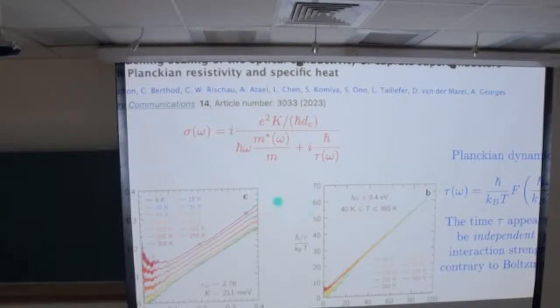And through a careful analysis of these experiments, in particular this paper, it was shown that this tau is precisely Planckian, at low frequencies about 1 over temperature, and it obeys the scaling form. It scales as a function only of omega over T. So that's one of the most remarkable things about this Planckian time: it does not depend on the strength of the interactions, which is completely in contradiction to the whole Boltzmann approach.